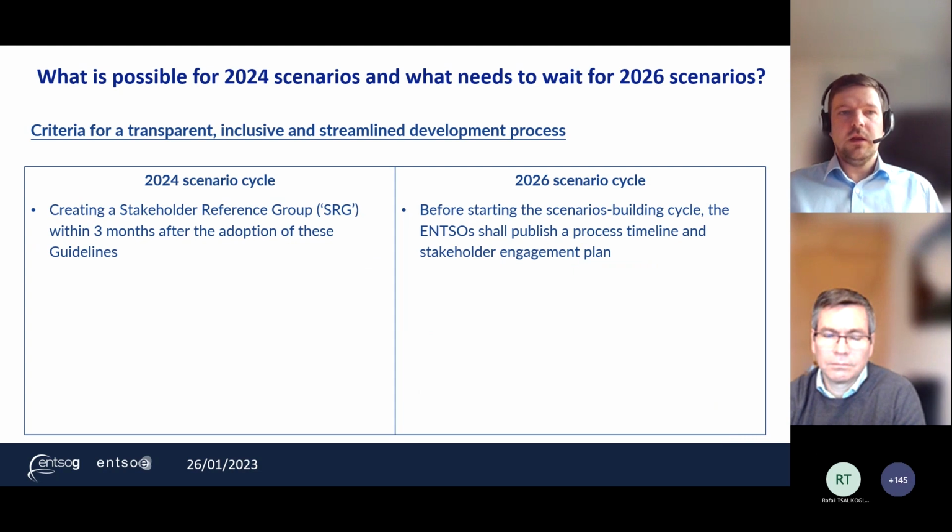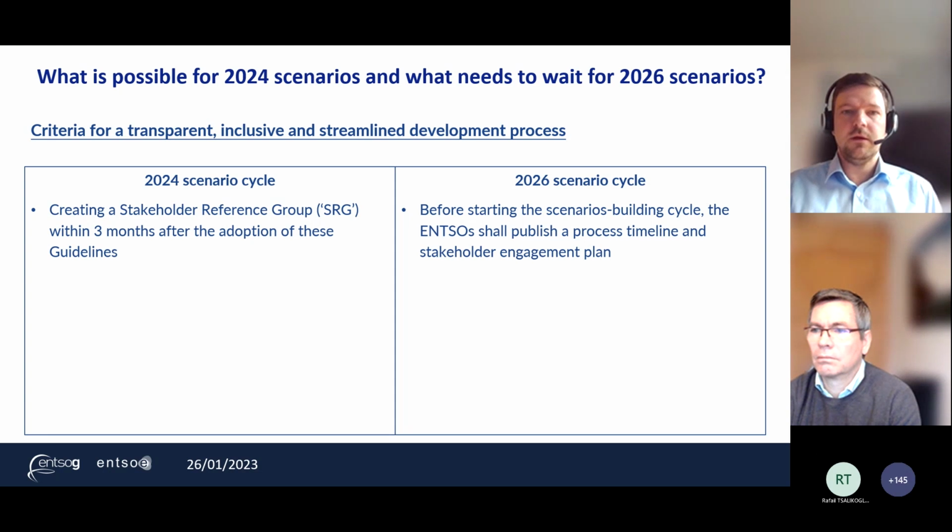Then coming to the last chapter, with the criteria for a transparent, inclusive, and streamlined development process. Soon, within the next 3 months, we will start creating the stakeholder reference group. I think it will take a bit of time also, as Nico pointed out, to see what the expectations of all the stakeholders are, and what the resources for the stakeholders are. I see in the framework guidelines also that the SRGs should nominate a convener. I think it will take a bit of time to get this up and running. Nevertheless, we will start quite soon with this process.